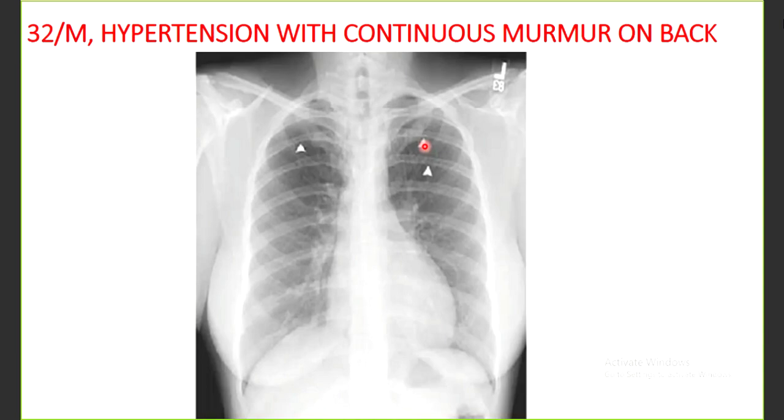It is because of this that we do not find rib notching in ribs 1 and 2, and it takes a few years for the rib notching to develop, and you do not see this rib notching in the first 1 or 2 years in children. It's also important that we identify the reverse E or the 3 sign, where at the location of the coarctation there is a narrowing on X-ray.